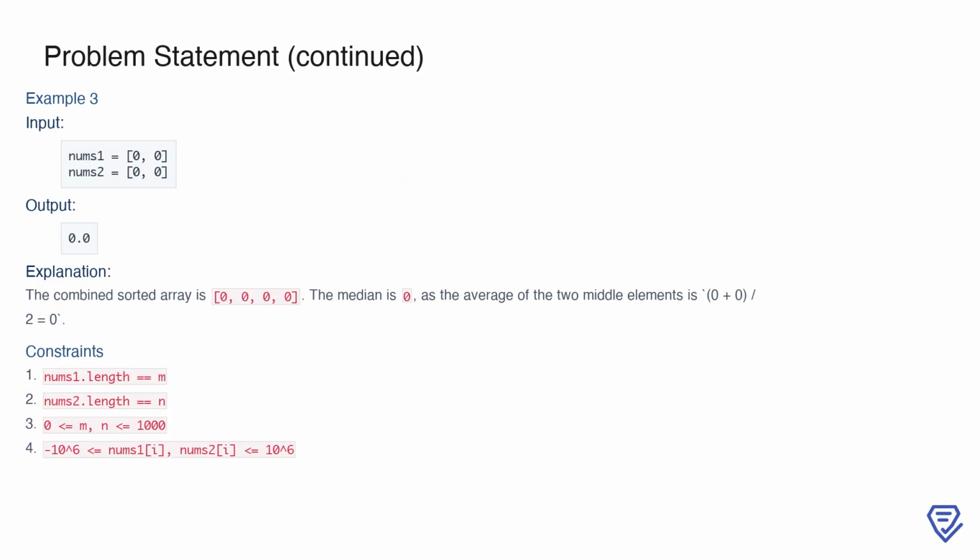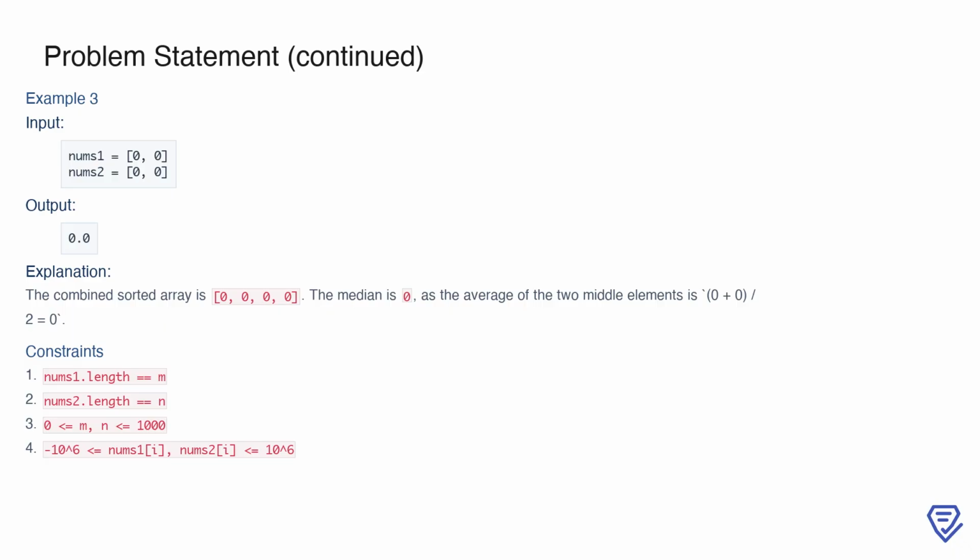In the third example, the arrays are nums1 = [0, 0] and nums2 = [0, 0]. When we combine and sort these arrays, the result is [0, 0, 0, 0]. Since the size of the array is even, we calculate the median as the average of the two middle values, which are both 0. The result is (0 + 0)/2 = 0. So the output is 0.0.